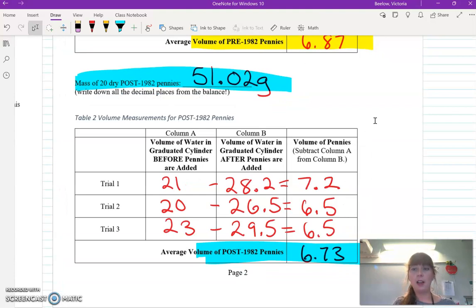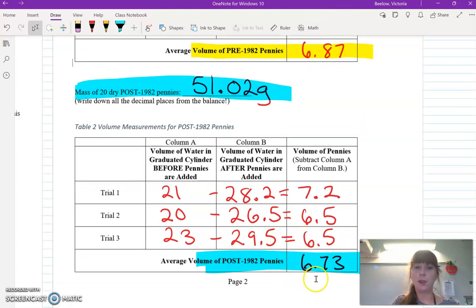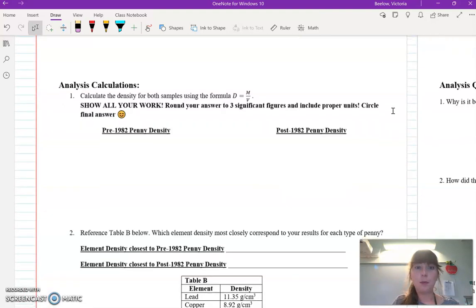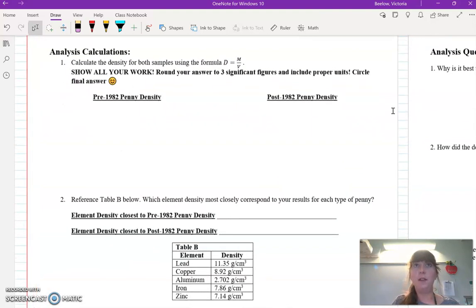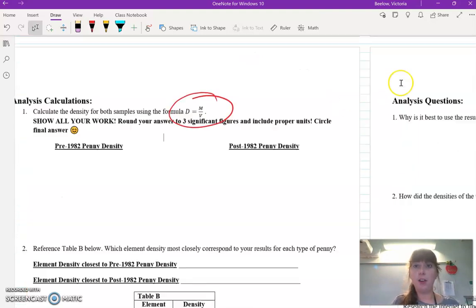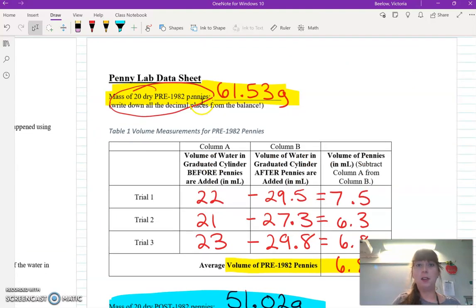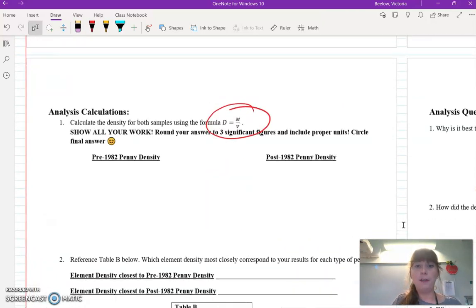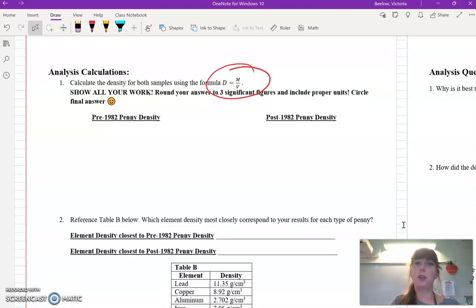The numbers that I have highlighted are the mass and volume. Notice I have the average of my 3 trials for the volume highlighted. That is the mass and volume you're going to be using to calculate the density of these pennies pre and post 1982 using your lab data. So you're going to use the equation density equals mass divided by volume. Again, the mass being in grams, and your volume being in milliliters. And you're going to calculate that for the pre and the post. Make sure your answer includes 3 significant figures and proper units.